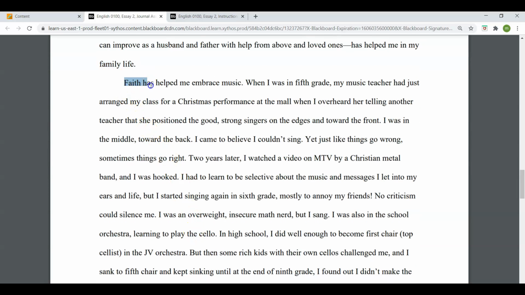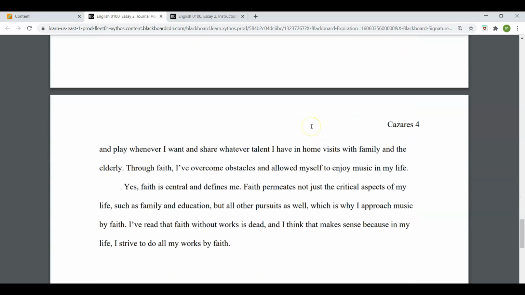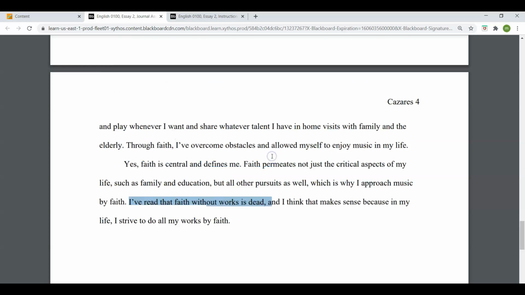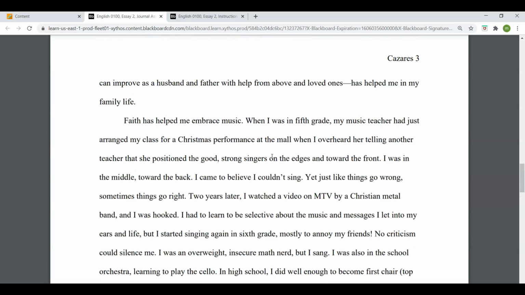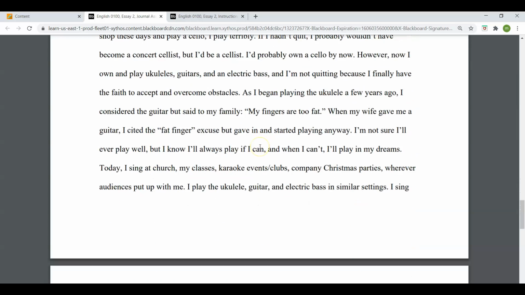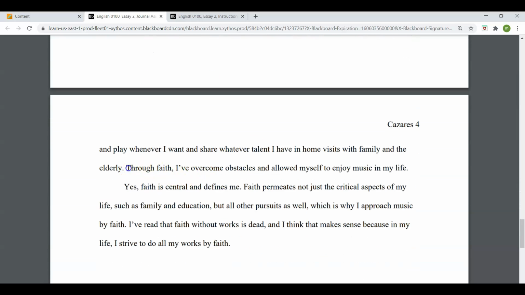And then here, faith has helped me embrace music. So all this better be, and it is, about music. And then at the end, there must be a sentence. Whoa, hold on. I'm looking in the wrong place, right? So okay, let's do this again. Faith has helped me embrace music. And then a bunch of detailed sentences. And then, "Through faith, I've overcome obstacles and allowed myself to enjoy music in my life."